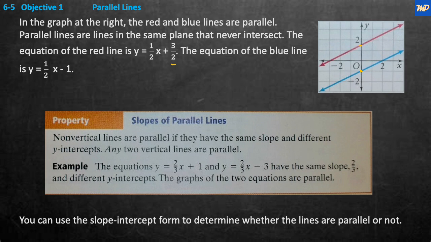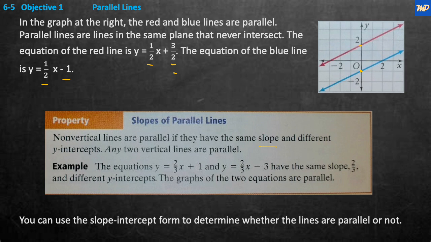So what does the property say? Slopes of parallel lines: non-vertical lines are parallel if they have the same slope, which in our case they do. This is a half and a half. Both of these equations have the same slope and different y-intercepts. And of course, -1 and plus 3/2 are different y-intercepts.